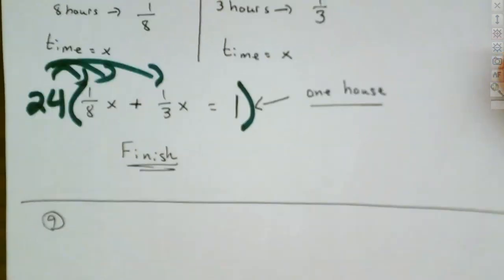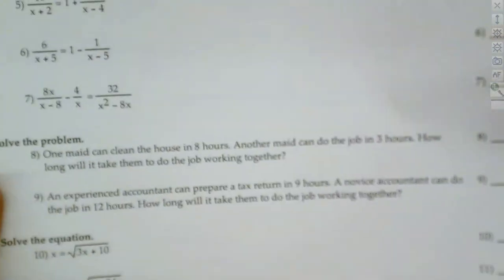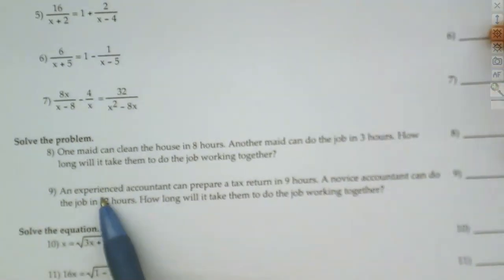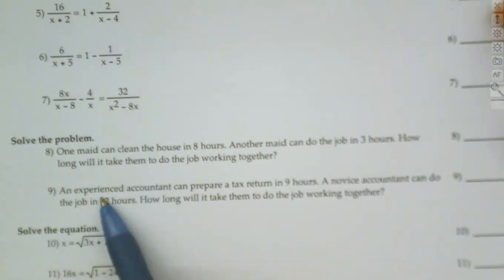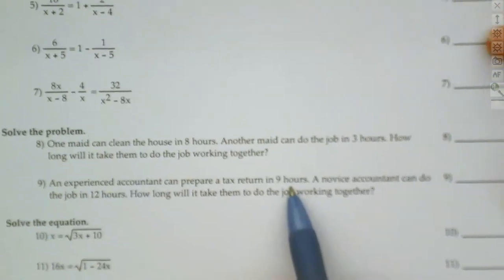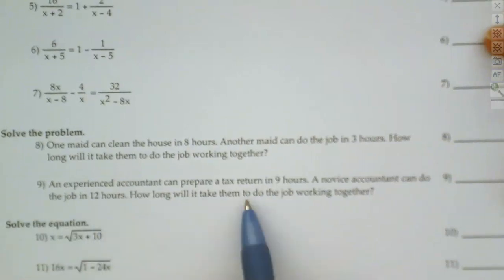Question 9 is similar. Question 9, we have 2 accountants. So we've got an experienced accountant. They can do a tax return in 9 hours. And the novice takes 12. How long will it take them if they're working together?